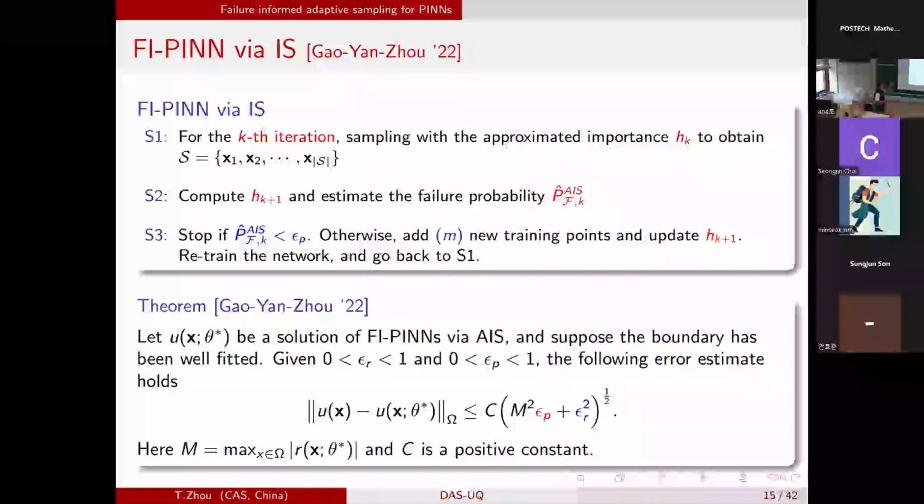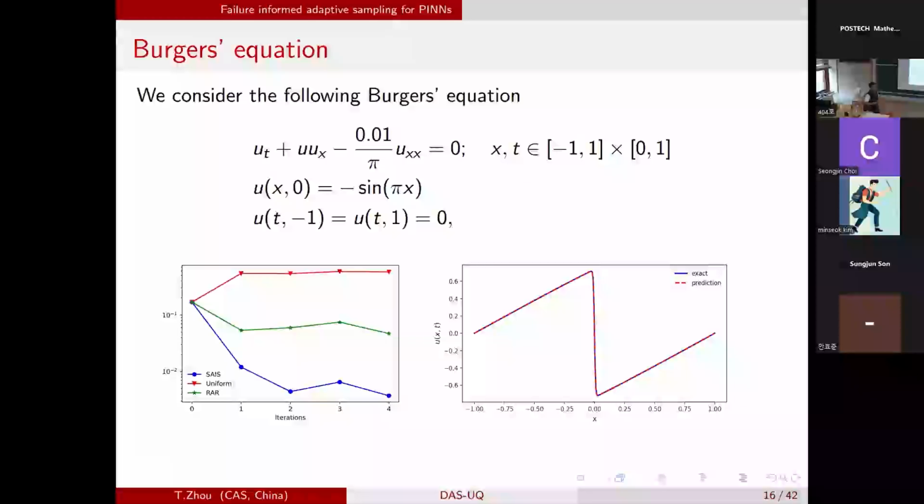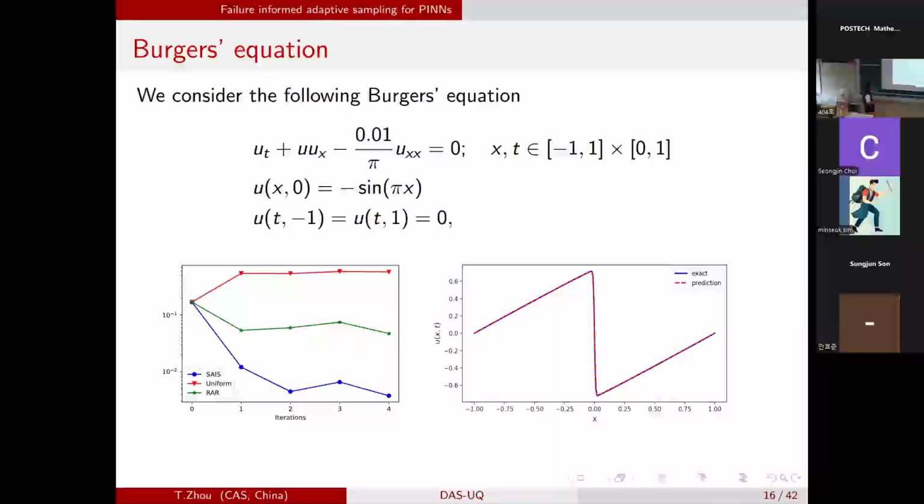So let me show you a very simple example so you can understand how it works. This is the simple Burgers' equation, and the solution admits a very discontinuous structure. If you solve this problem with the traditional PINNs method, it will not converge for sure, because the solution is not smooth. If you directly use the PINNs method, you will need a huge number of training points to obtain the accuracy. Otherwise, the method will not converge.